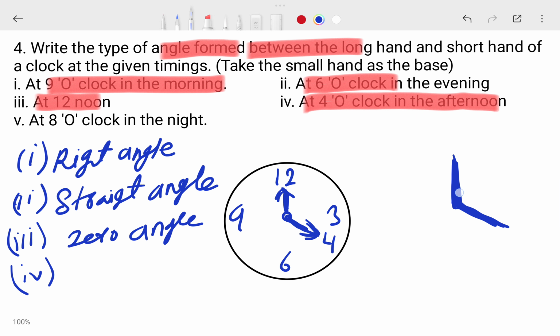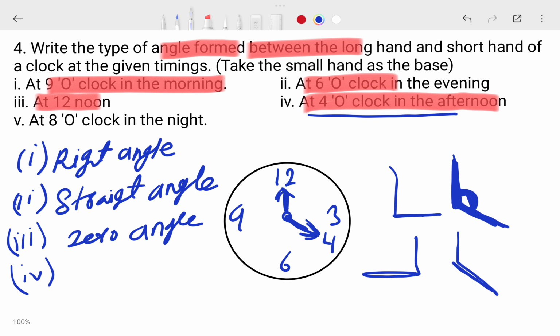If you see, this is an obtuse angle, it is not looking like a straight angle. A straight angle has to be like that, but this one is going something like that. It means that this is an obtuse angle. So option 4, the fourth one, is the obtuse angle. So you will write OBTU as obtuse angle. Okay, right? Do you understand?